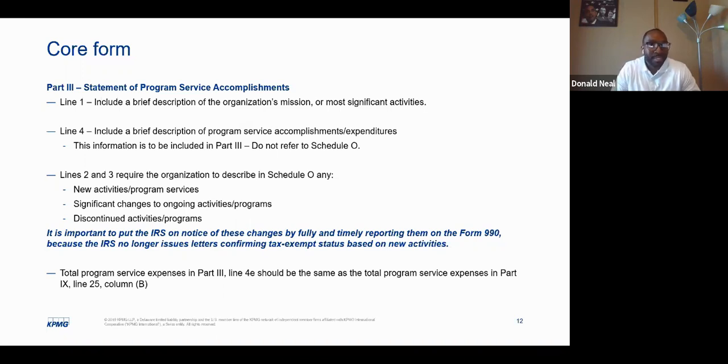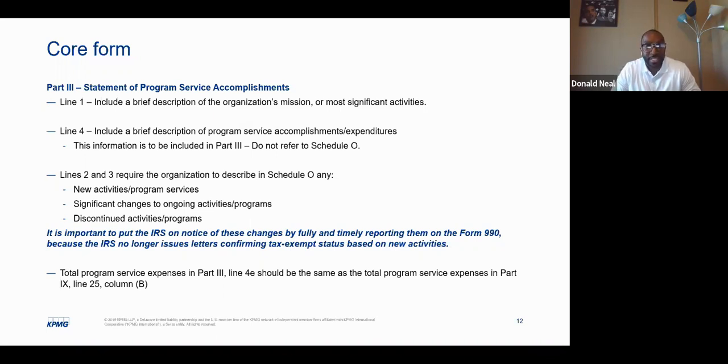Lines 2 and 3 require the organization to describe in Schedule O if you have any new activities or programs, or if there's a significant change to ongoing activities or programs, or if you discontinue activities or programs. So let's say you had a program that annually, from a revenue perspective, was bringing in $2 million in programming, and you decided to change that particular program, or you changed the activities of that program.